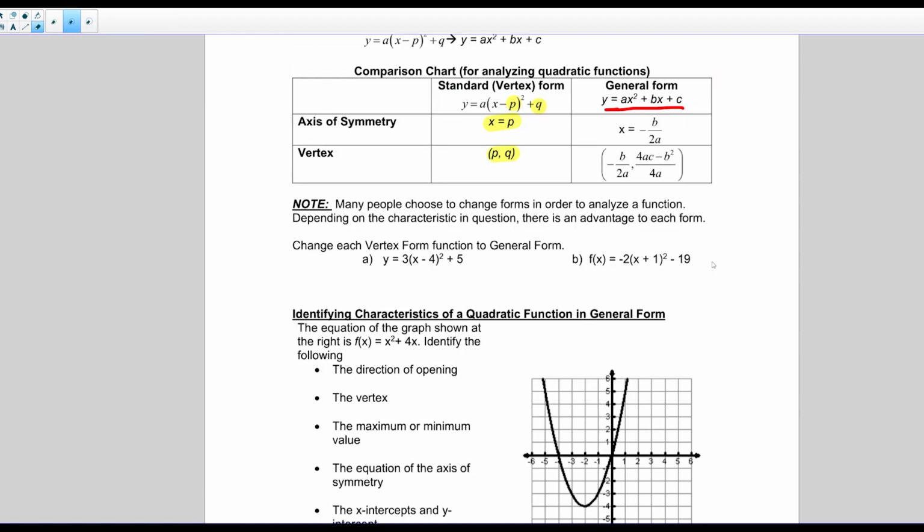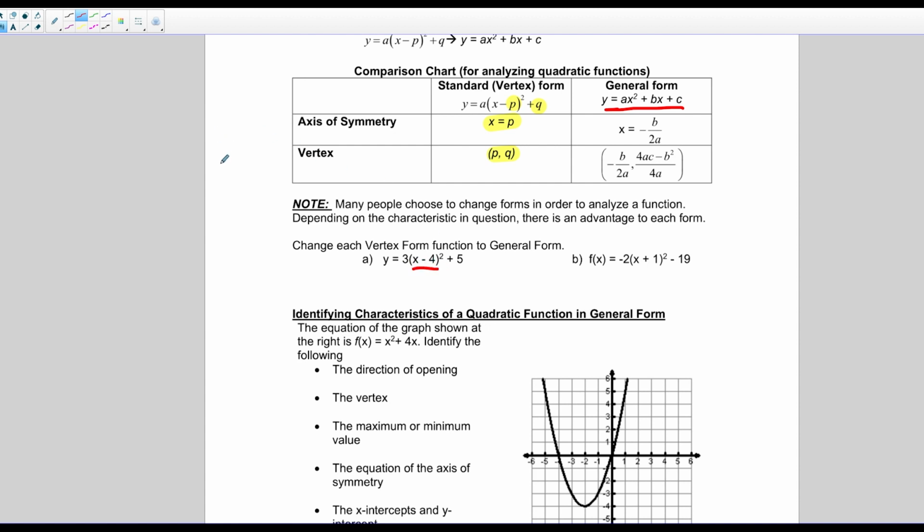So again, just to reiterate, depending on your situation, you might decide to change from one form to another just to make your life a little bit easier. You can use either one really to describe all of the characteristics of a given parabola, but obviously some tools are better for certain situations. So really quickly here, let's do a review of how we would expand from vertex to general form.